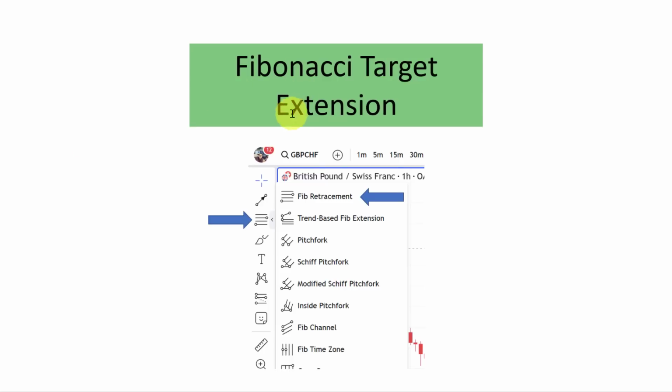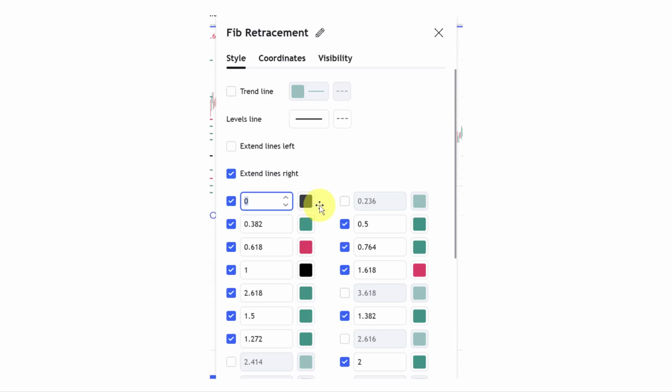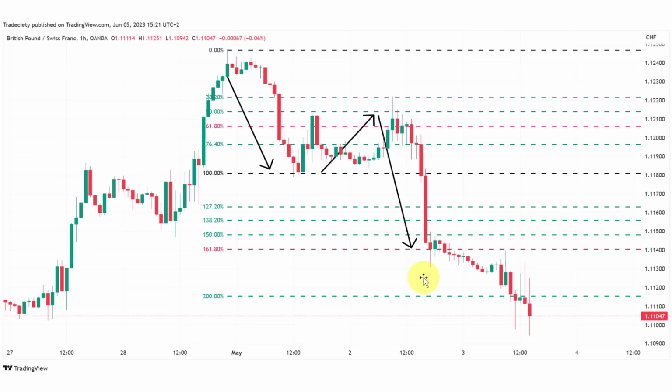I use Fibonacci target extensions a lot in my trading. You'll find Fibonacci's under the drawing tools, and then it's called Fib retracement in TradingView. Here are my settings. You can pause them, and those are the levels that I'm using in my own trading. I love using Fibonacci extensions for targets.